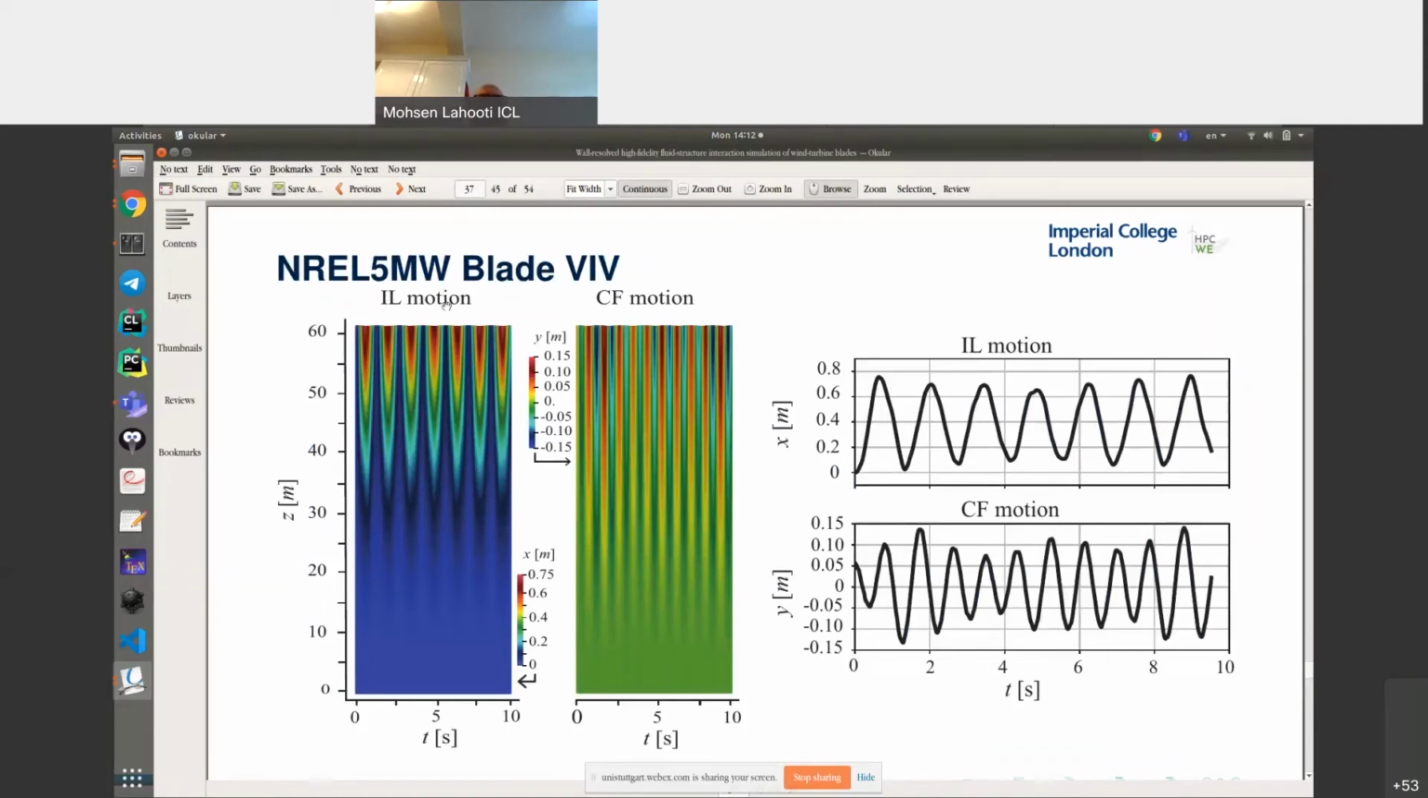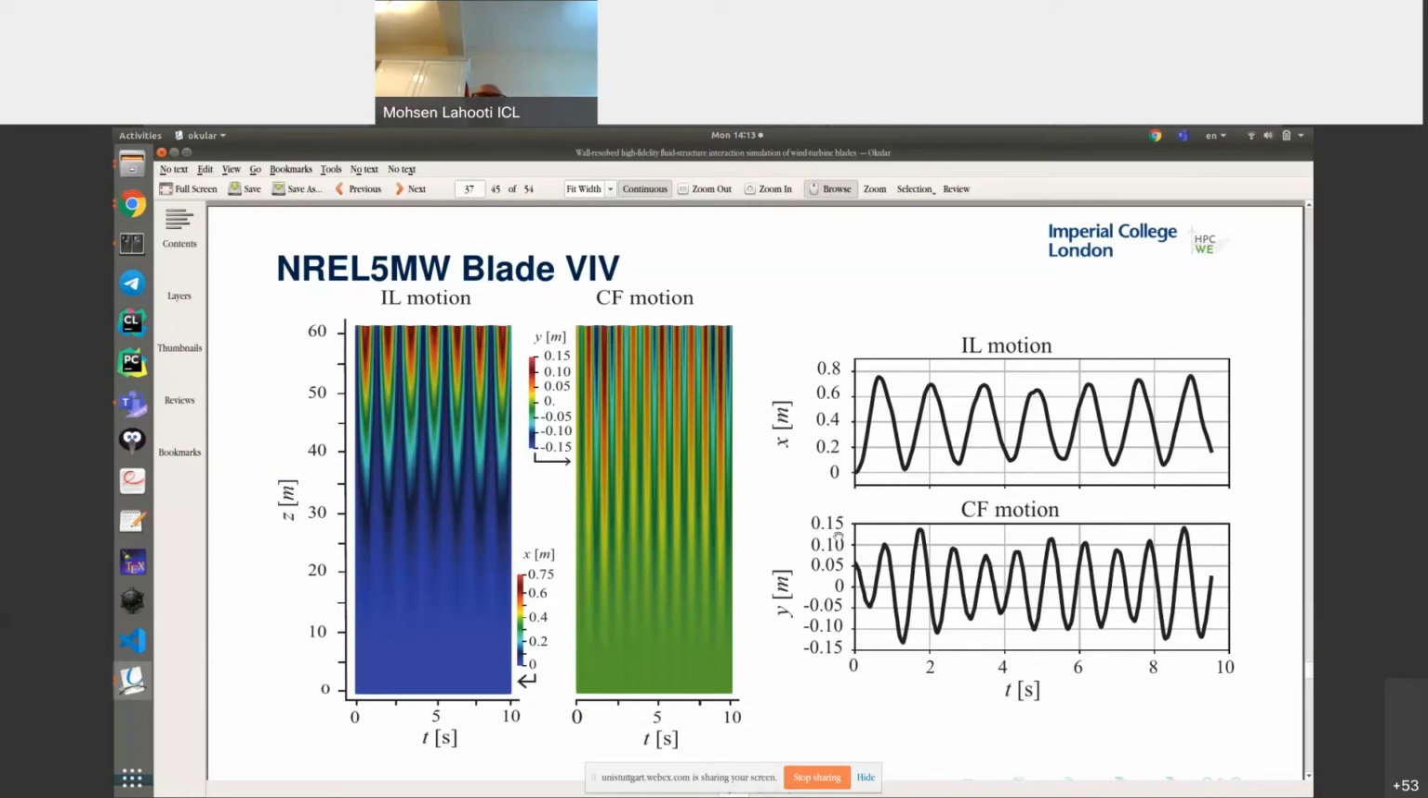The first one is the inline motion. On the right-hand side, we have the tip deformation, and we can see from both of these two figures that we have a large deformation, about 1 meter, but mostly from the mid span to the tip of the blade is deforming. On the other hand, for the cross-flow motion, we have a vibration with a higher mode, which is more apparent if you concentrate on the tip of the blade.